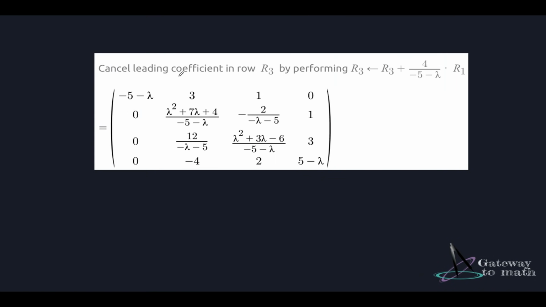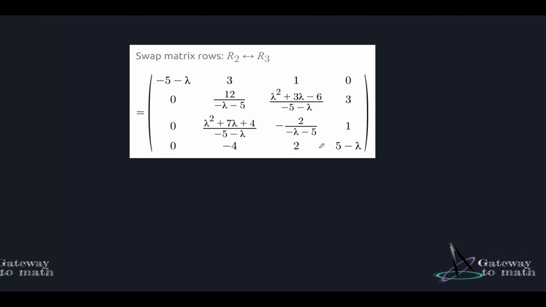Now let's cancel the leading coefficient in row 3 by performing R3 plus 4 upon -5 minus lambda times R1, and we are inserting that value in R3. So R3 becomes 0, 12 upon minus lambda minus 5, lambda square plus 3 lambda minus 6 upon -5 minus lambda and 3 respectively. Let's move to the next operation.